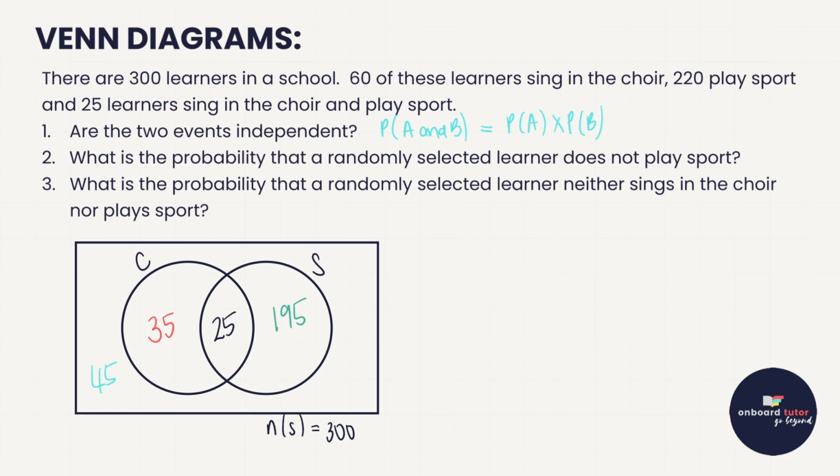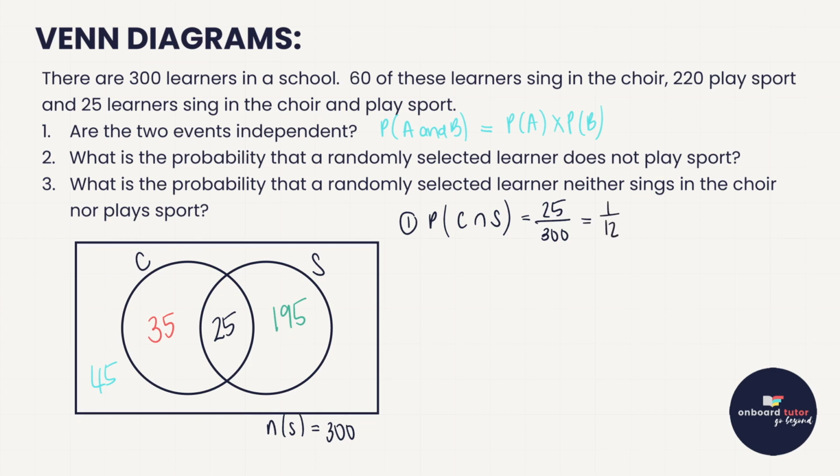Question 1, are these two events independent? Let's work out the probability that you sing in the choir and play sport. That's this intersection here in the middle, and there are 25 learners who meet that criteria out of the 300. We can simplify that to 1 over 12.